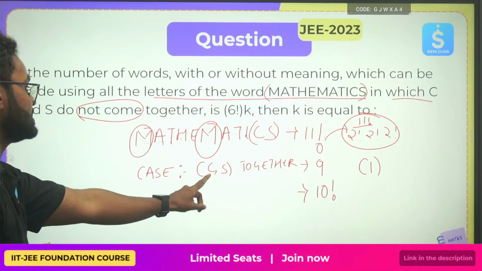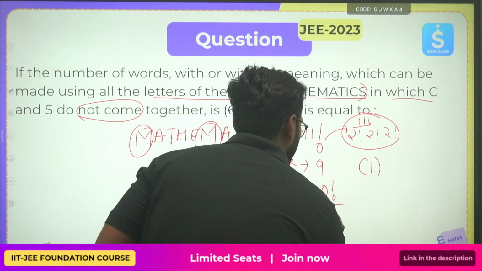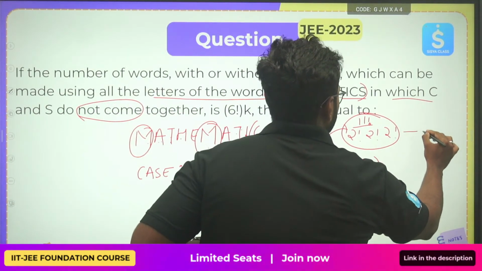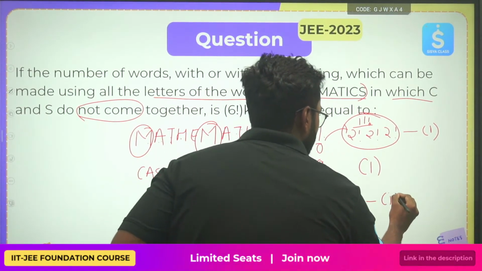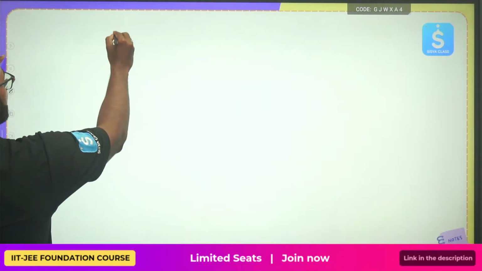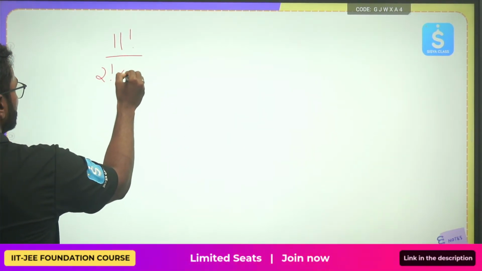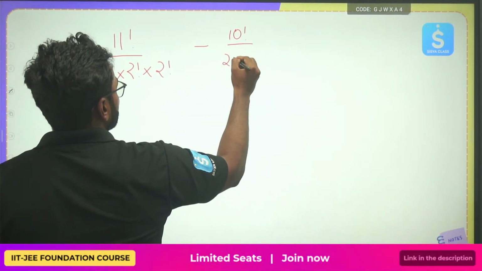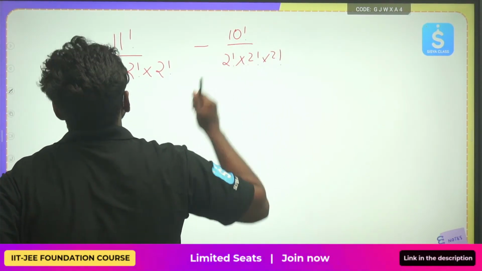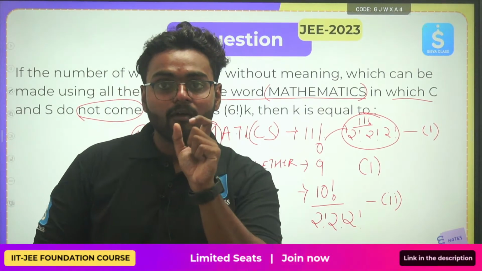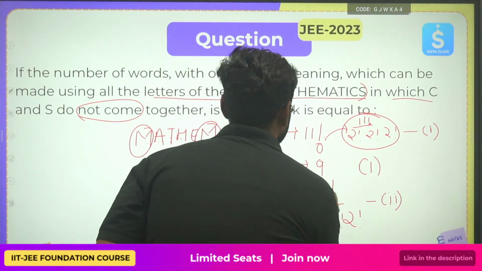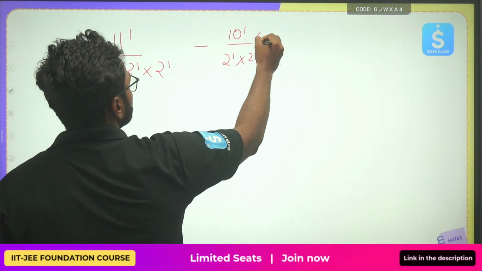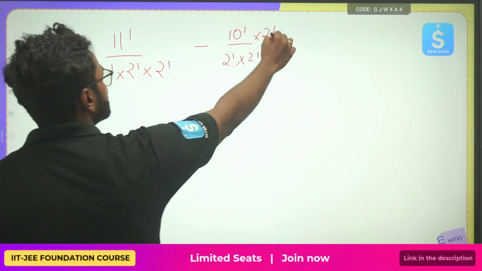Now coming to this case where C and S occur together. In this we have 10 factorial upon 2 factorial upon 2 factorial into 2 factorial. Now if we subtract the second case from the first case, we'll be getting our required condition. That should be 11 factorial upon 2 factorial into 2 factorial into 2 factorial minus 10 factorial upon 2 factorial into 2 factorial into 2 factorial. Guys, in the block we have to again permute the inside objects which are C and S, CS and SC. That should be 2 factorial, right? Into 2 factorial. Okay, now let's cancel this out.